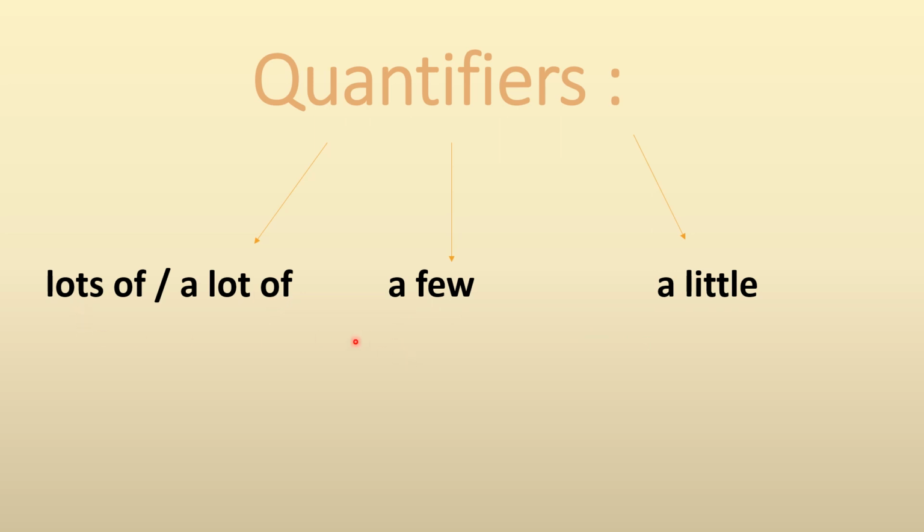These are quantifiers. What do we mean about quantifiers? They are the tools that we can use to identify quantity. عشان نستخدمها للتعبير عن كمية أو قدر من الأشياء. So we use these quantifiers to identify the quantity.